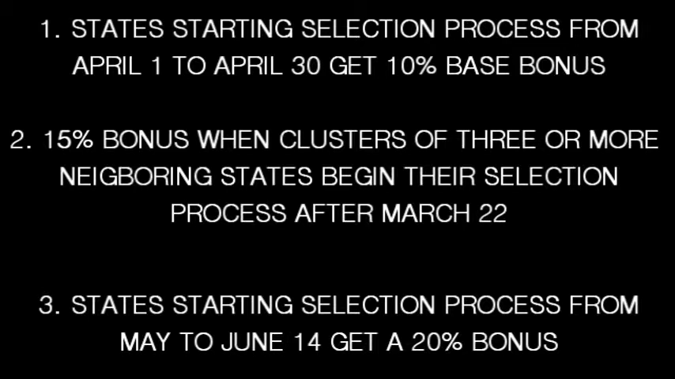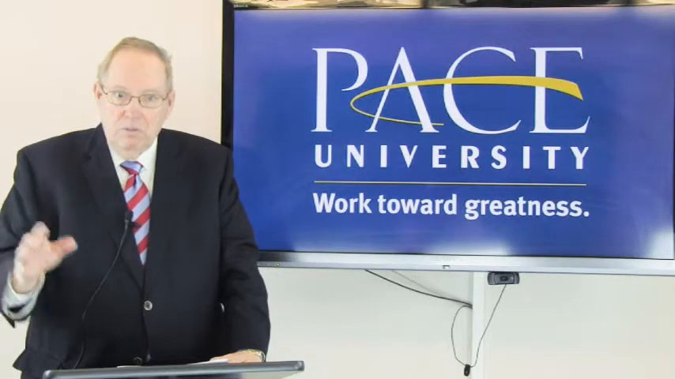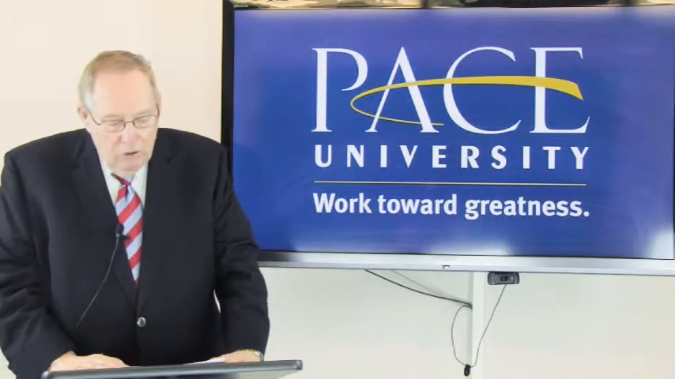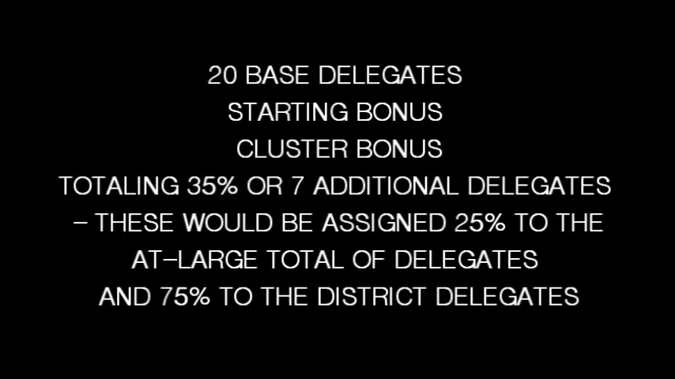And if you start your selection process from May 10th to June 14th, you get a 20% bonus. So what the Democrats are doing here is emphasizing and giving bonus points to the parties in the states that start later rather than earlier, which is very interesting to think about. So now let's give an example here. Let's say a state has 20 base delegates. They then would get a starting bonus and a cluster bonus.